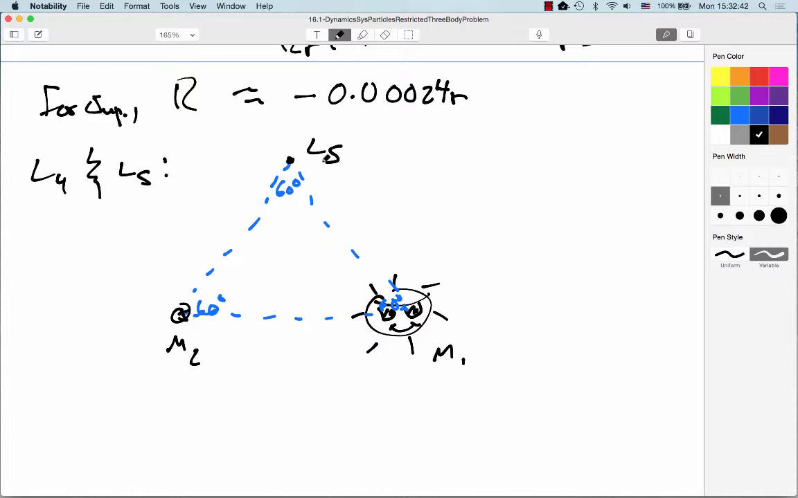All right, so if we look at the forces acting on these, I'm asserting that at this point here, there's my F1, there's my F2, I'm asserting that the net force points to the center of mass.